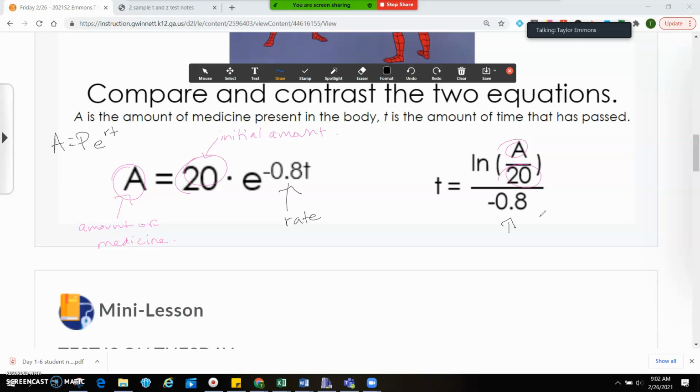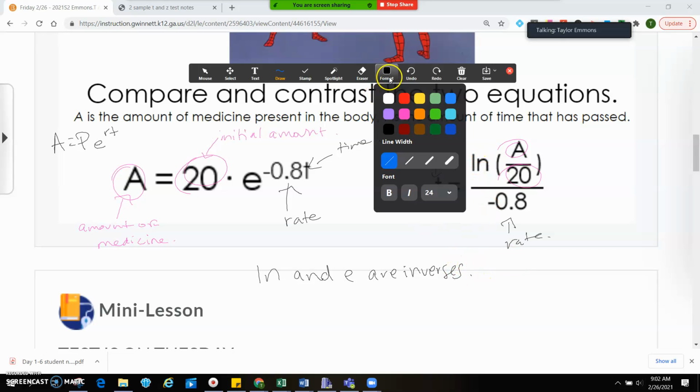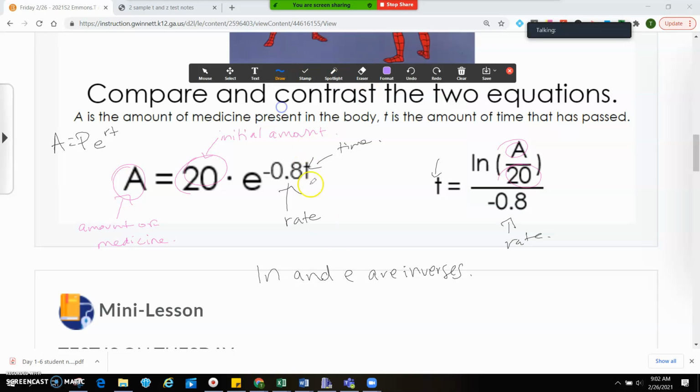Now, ln and e are inverses of each other. Okay, so ln and e are inverses of each other. So if I were to take this guy over here and actually solve, then this is what it's going to look like. I've got A equals 20 times e to the negative 0.8t.